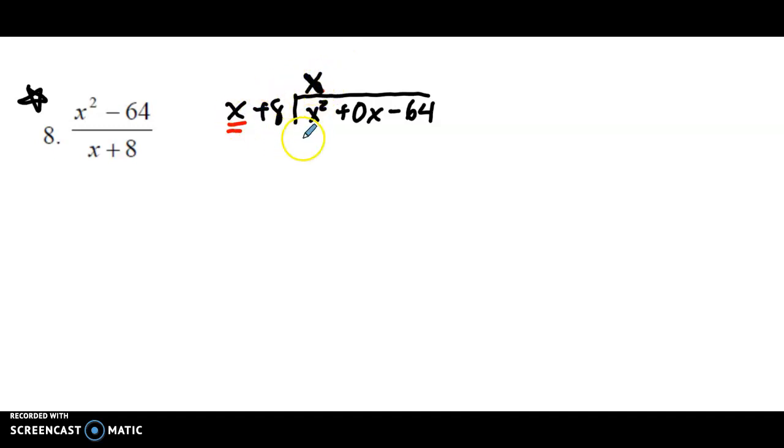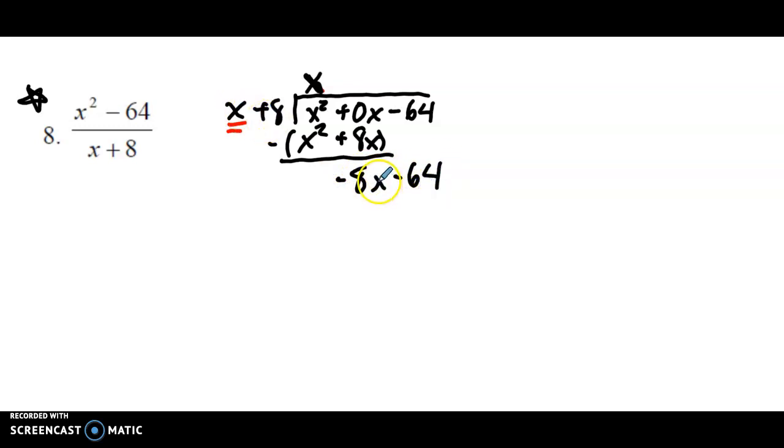And when I multiply, I get x squared. And then x times 8 is positive 8x. And the reason that we had the 0 there is now we have something to take away from. That way all your terms are lining up when you're subtracting. All right, x squared minus x squared is nothing. Again, that's a sign I did it right. I got the first one right. And then 0 minus 8 is negative 8x. And I'm going to bring down the negative 64.